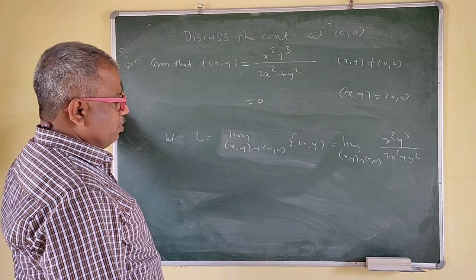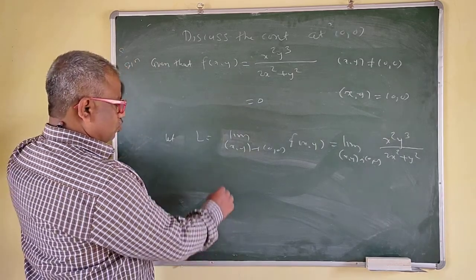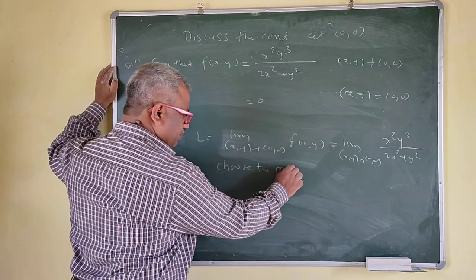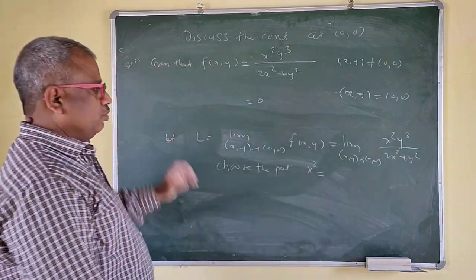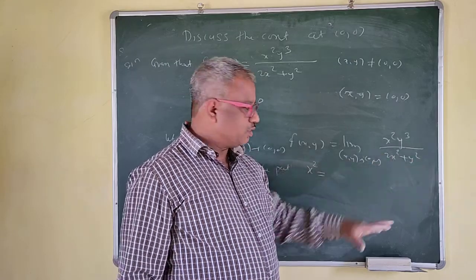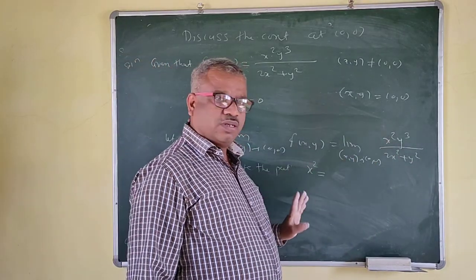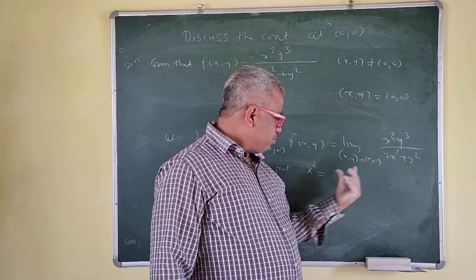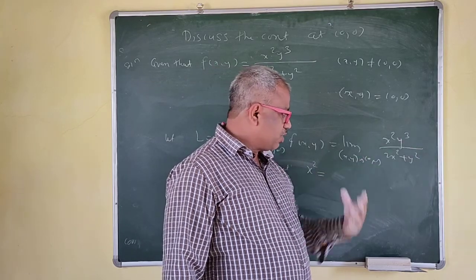So what we'll do? We'll take the value of x square. Choose the path x square is equal to, because here there is x square, and here y cube and y square, so don't put y is equal to something or y square is equal to something, right? We'll put x square, because x square is here, x square here, directly we can put the value of this one. Now if you put x square, this will get cancelled. Now y square or x square get cancelled.